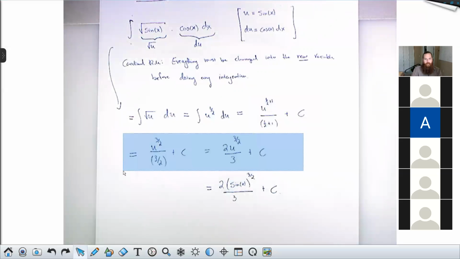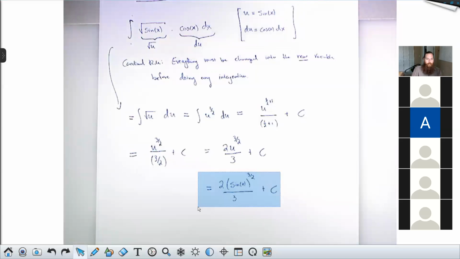Then a little bit of algebra simplification. And finally, because it is an indefinite integral, we have to plug back in for u. So u was the sine of x. So instead of u to the 3/2, I have sine of x to the 3/2. And you could always check your work. You could always take the derivative of this and verify that you get this. It's not a bad idea, but I'm not going to do it here.